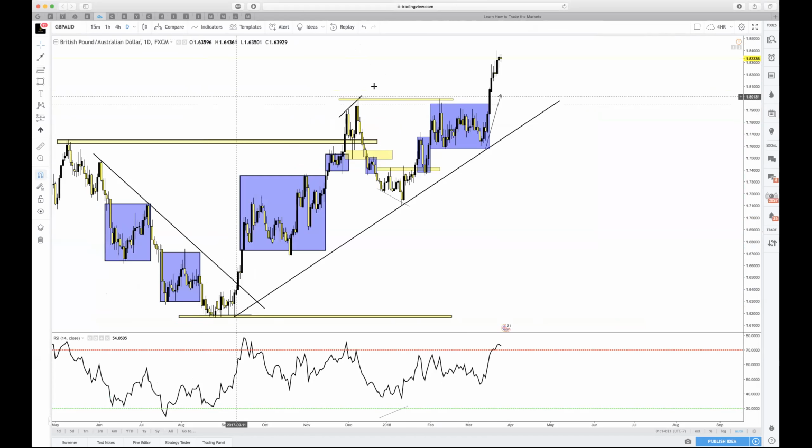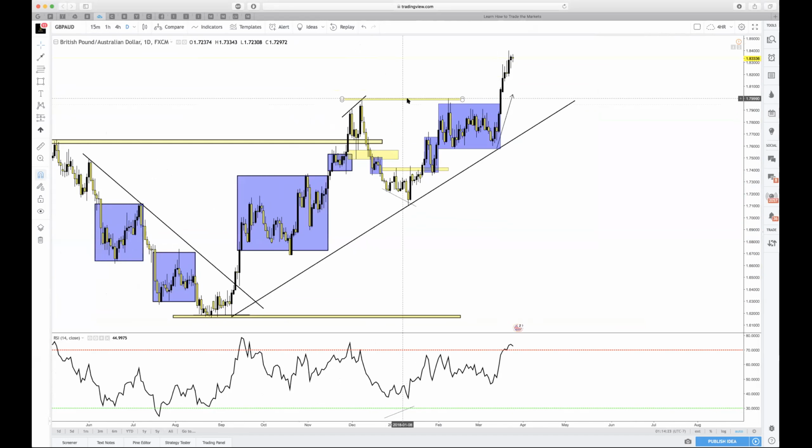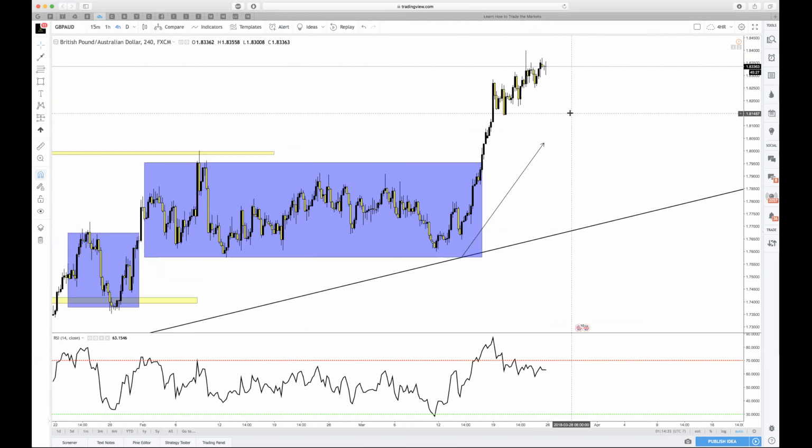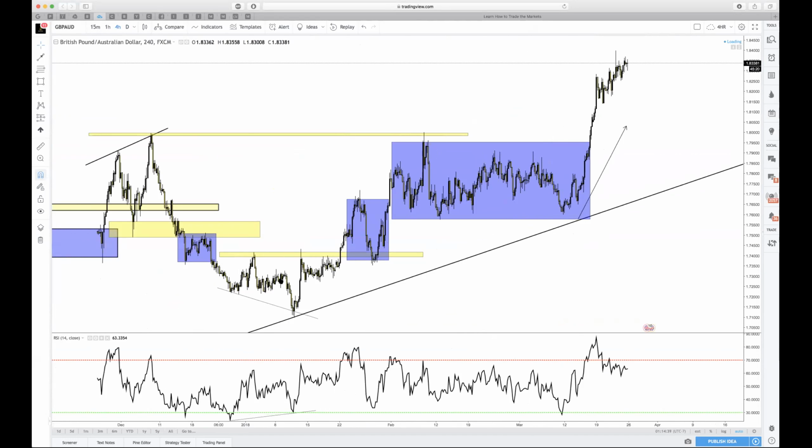GBP/AUD. All right, GBP/AUD. I kind of expected that to happen. W level 1, level 2. Now we're gonna expect an M formation, and that's probably gonna be on a 4-hour time frame. You see the divergence. The price is making lower low, but the chart is making higher high. Level 1, level 2, W.